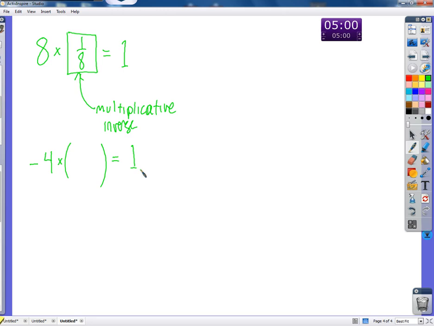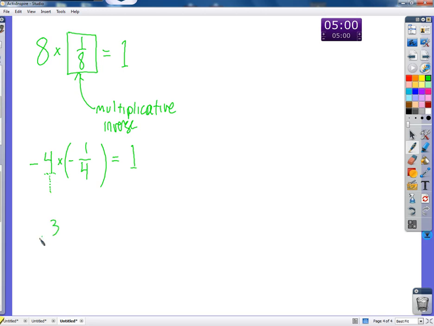-1 over 4. Because again, you could write this as over 1, if you want to. So when we multiply negative times negative, we get positive. 4 times 1 is 4. 1 times 4 is 4. We get 4 over 4, which is 1.